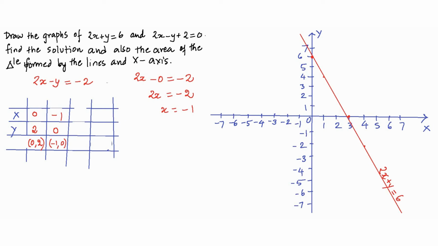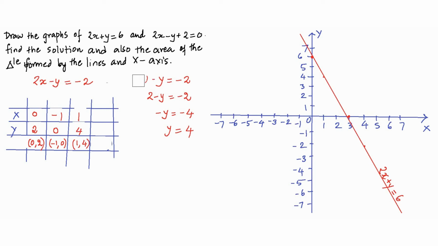Now the coefficient of y is 1. So I am going to change the value of x also by 1. Instead of 0, let me change the value of x by 1, so let it become 1. So 2 times 1 minus y is minus 2, which means 2 minus y is minus 2, or minus y is minus 4, which means y is 4. So when x is equal to 1, y has to be 4, and therefore the point is (1, 4).